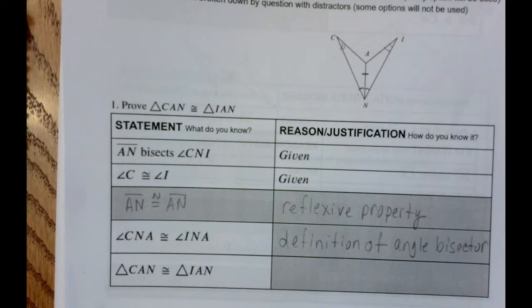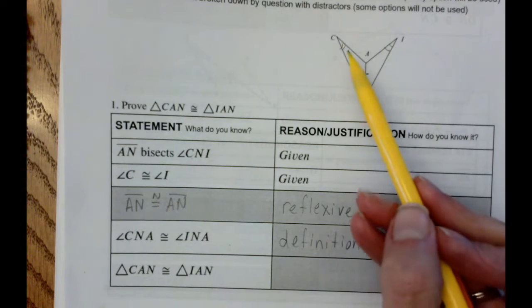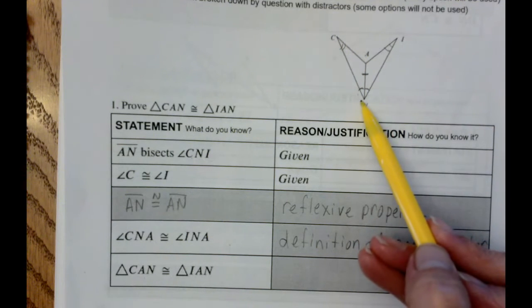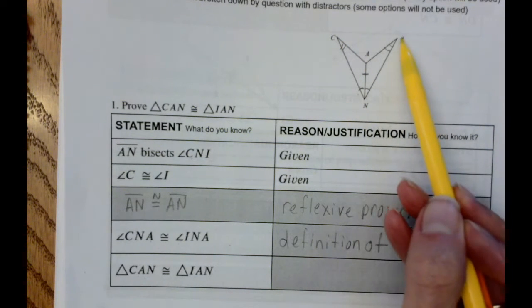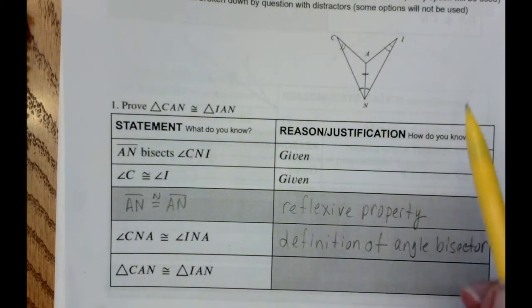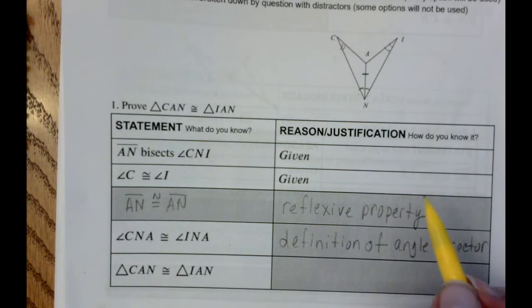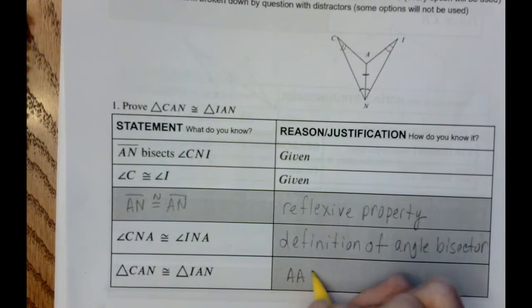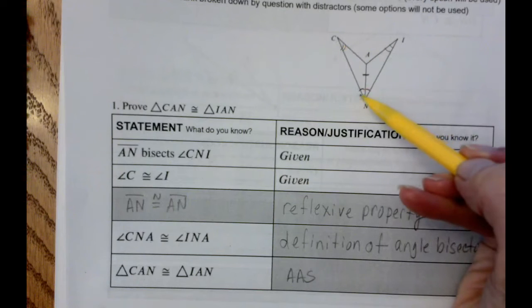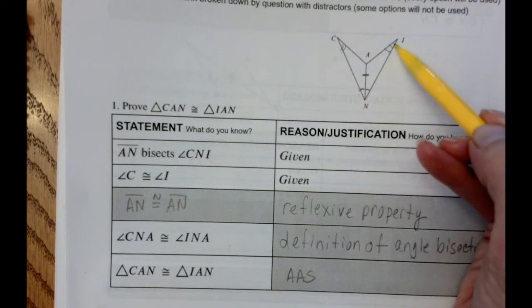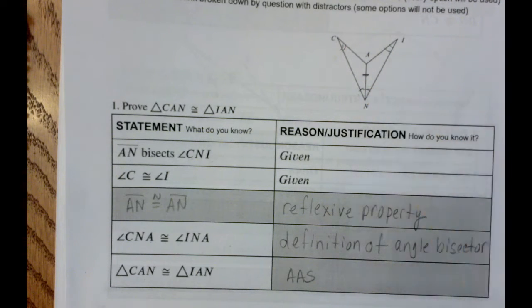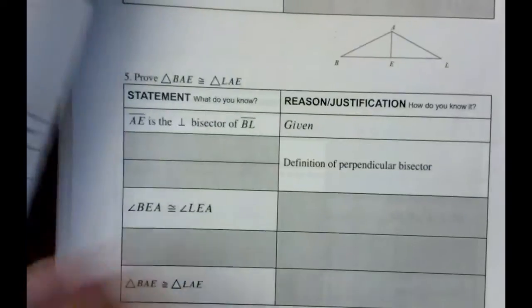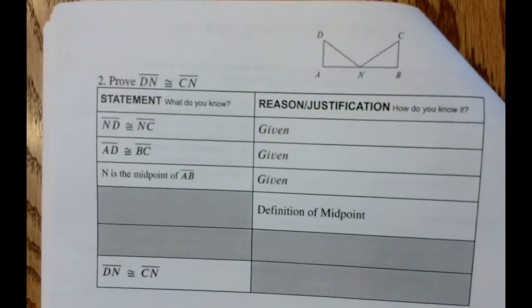So now we can say that triangle CAN and triangle IAN are congruent because we have two angles and a non-included side. Two angles and a non-included side. Flipping the paper over to look at proof number 2.